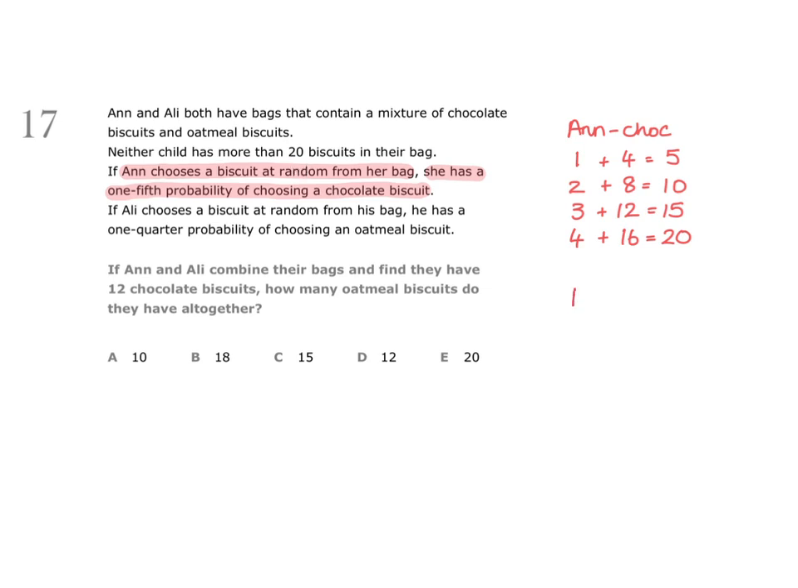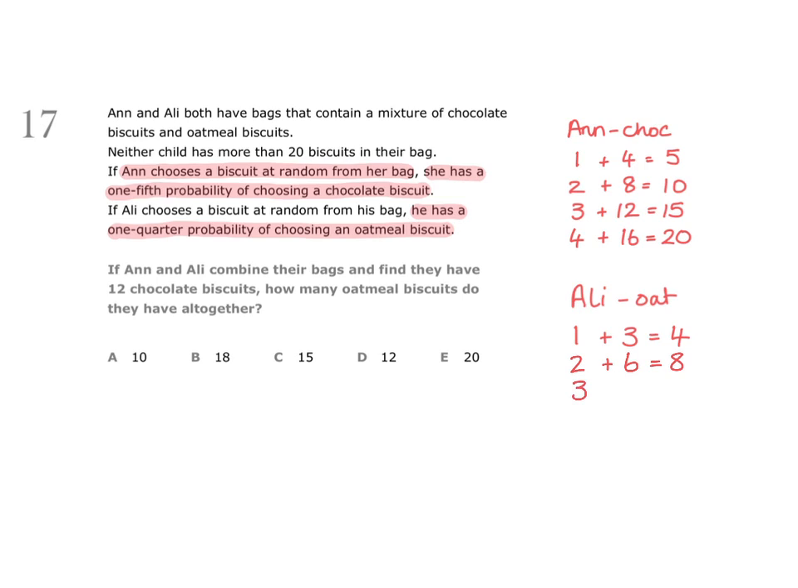Now let's do the same thing, but this time for Ali. And let's focus on the oatmeal biscuits for Ali, because we're told that if Ali chooses a biscuit at random, he has a 1/4 probability of choosing oatmeal. So that means he could have 1 oatmeal and the remaining 3 would be chocolate, because that would give 4 in total. 1 in 4 is 1/4. Or he could have 2 oatmeal and that would mean 6 chocolate biscuits. 2 plus 6 is 8.